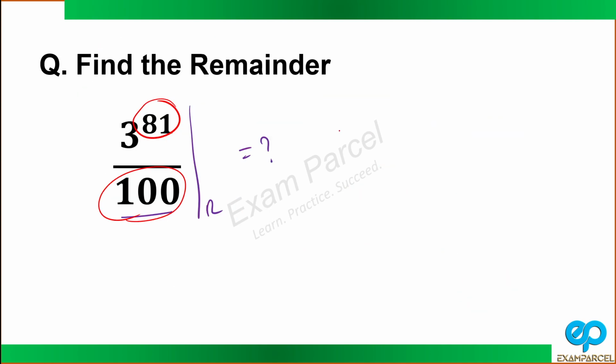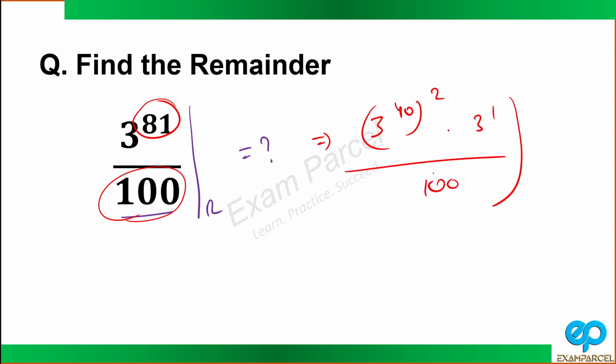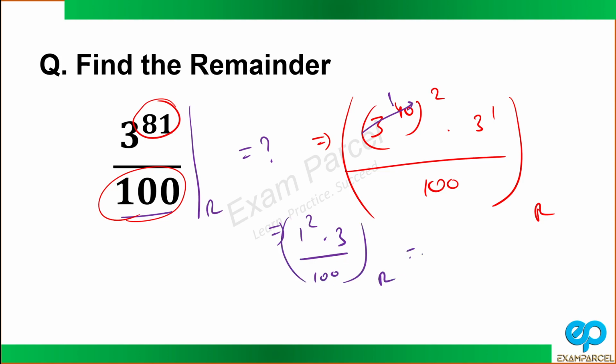So that's why if I write this as 3 raised power 40 square, this will give me 3 raised power 80 into 3 raised power 1 upon 100. So what would be the remainder? Now notice one thing, I can replace this by 1 because this will give me a remainder of 1. So 1 square into 3 upon 100 remainder. So from here I will get 3 remainder, right? So finally our answer is 3.